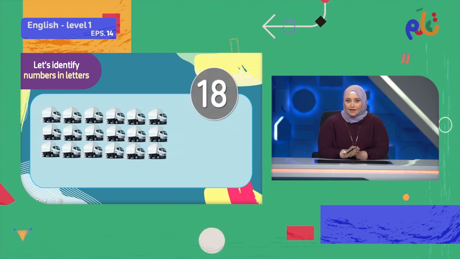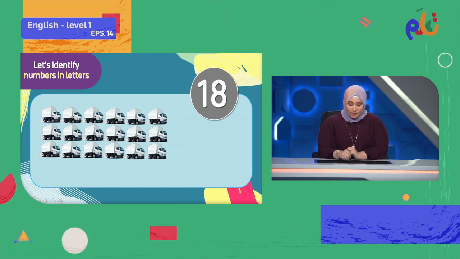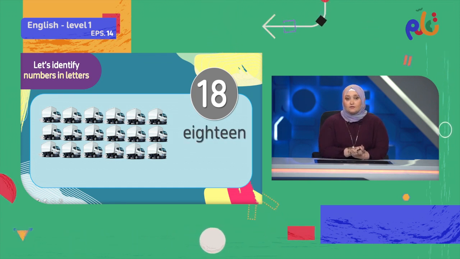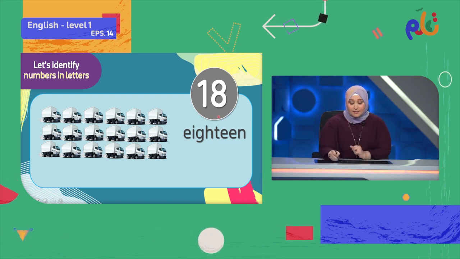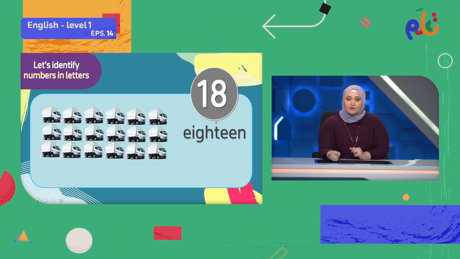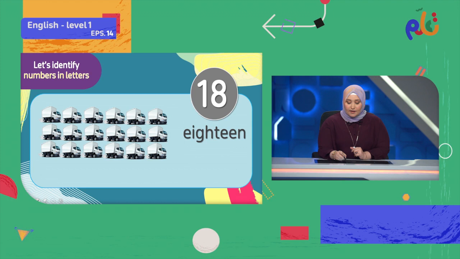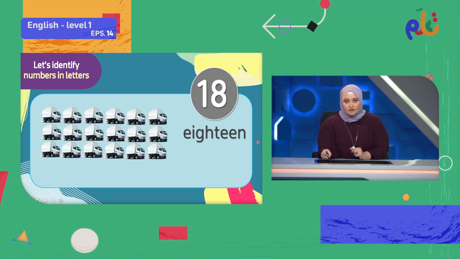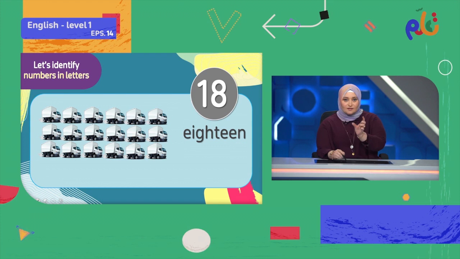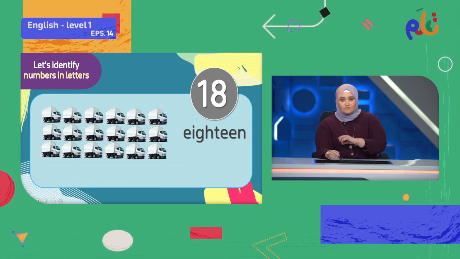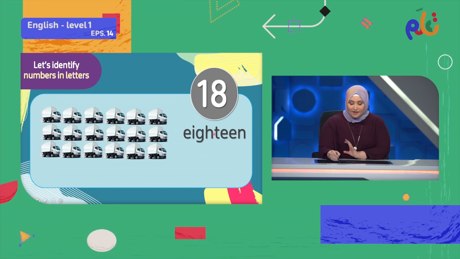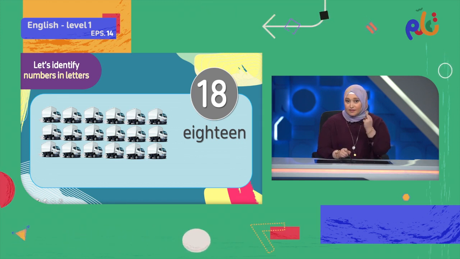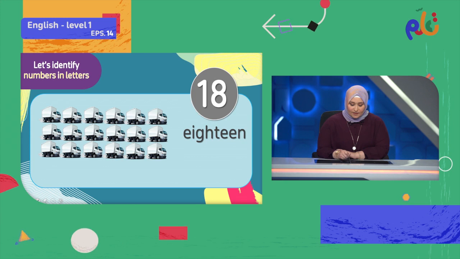18. In 18 some people could get confused and write 8 and then teen, ending up with a double T. No, we never write 18 with a double T in the middle. Whoever writes it with a double T, it's wrong. We write it with only one T, not two.